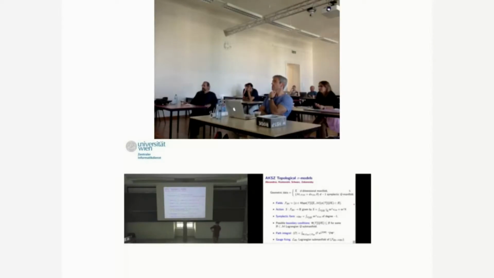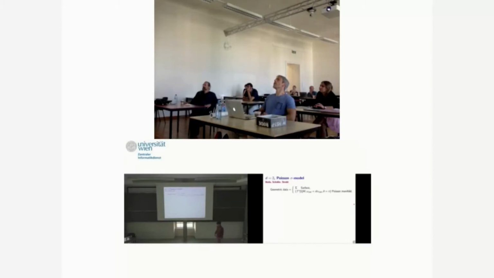And this, more or less, is what happens if I choose the right Lagrangian submanifold. With different techniques, maybe I can compute this path integral with a bit of luck. Okay, so this was really abstract, so let's go to an example.